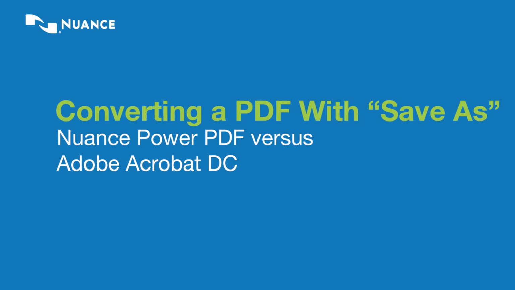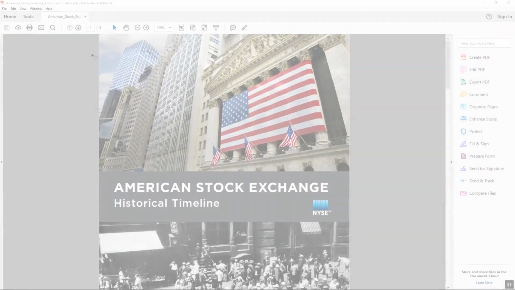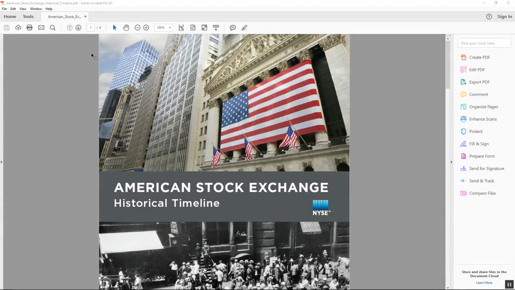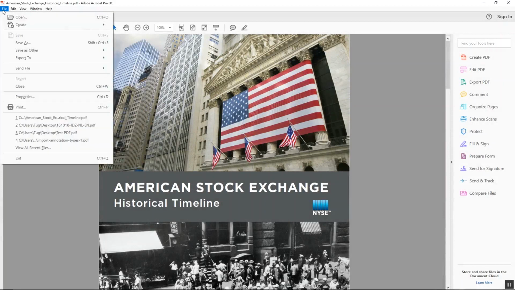Hey there, let's compare the process for converting a PDF using the Save As function, first in Adobe Acrobat DC and then in Nuance Power PDF. Starting off with the file open in Adobe Acrobat DC, we'll go to File and then Save As.